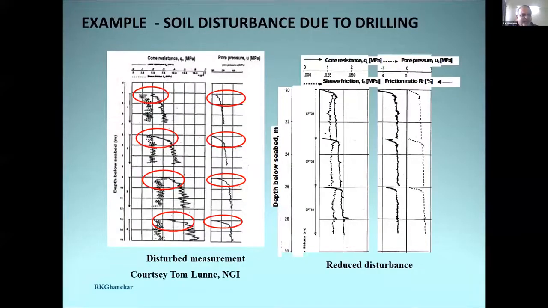Now here is an example of the soil disturbance due to drilling. You can see the initial part of the CPTU profile, the cone resistance. The response is very sluggish, and the similar thing is with the pore pressure. However, if you see the right side picture, it is far better measurements.